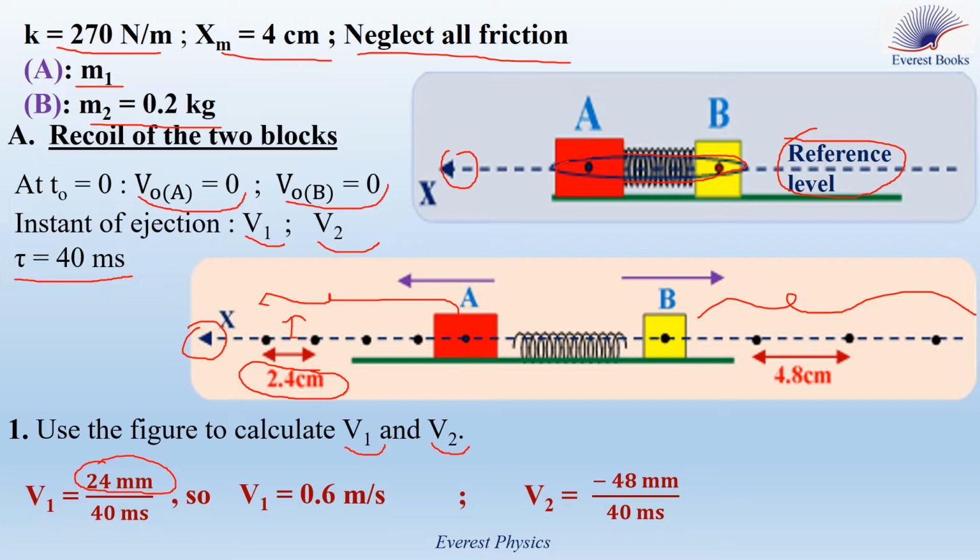Similarly, v2 is the algebraic value of the velocity of B, equal to its displacement over the time. From the figure, we notice that the distance between two successive dots is 4.8 centimeters, which is equivalent to 48 millimeters. But why do we place this minus sign? Since B moves in a direction opposite to that of the positive x-axis, the displacement of B is negative. So v2 equals minus 48 millimeters over the time tau, which is the time interval between two successive dots. Finally, v2 equals minus 1.2 meters per second.